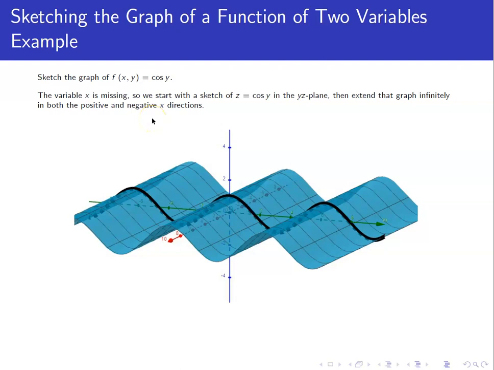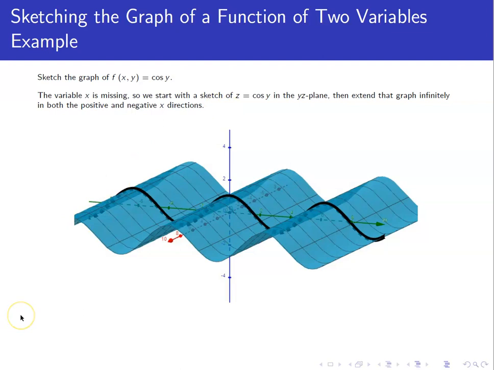In this video, we're going to look at an example of sketching the graph of a function of two variables. So this problem has the function f of x, y equals cosine of y, and it's asking us to sketch the graph in 3 dimensions. One thing that we notice about this particular function is that there is no variable x in the definition of the function. Even though it says f of x, y, we don't actually have an honest-to-goodness x in the definition of the function.